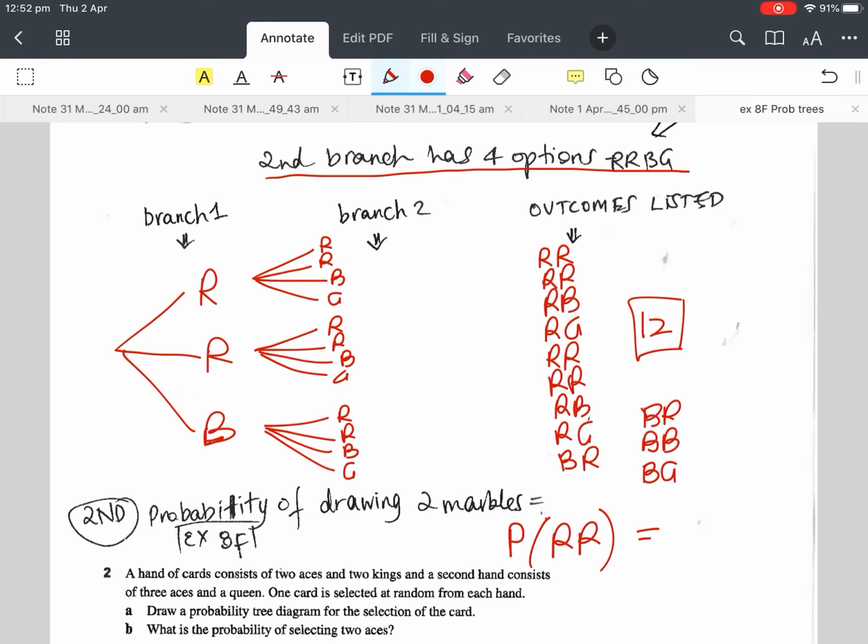1, 2, 3, 4. I can see RR 4 times. So that would be 4 out of 12, which equals, don't forget to reduce your fractions, 4 goes into 12 3 times, so that would be a third. Okay, so that's how you do basic probability trees.